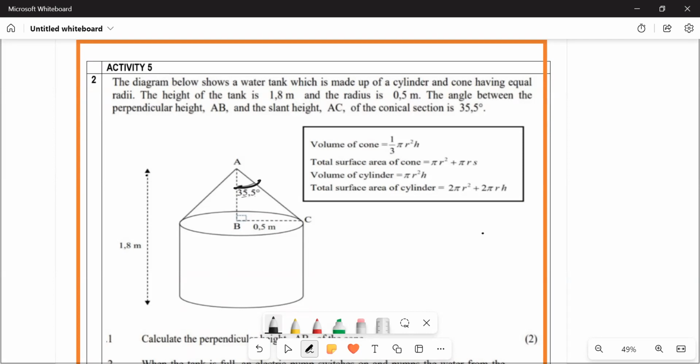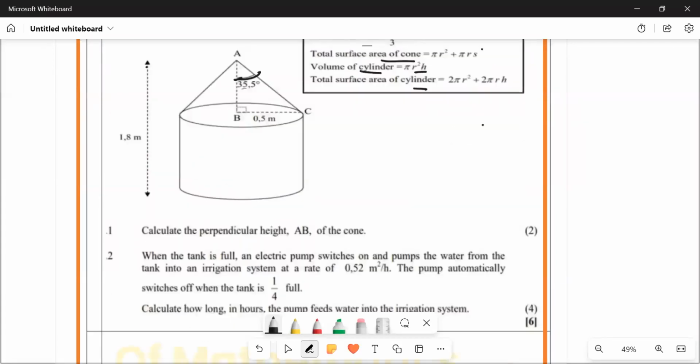So they gave us the formulas here. You have the formula for the volume of a cone, the formula for the volume of a cylinder, the total surface area of a cone, and the total surface area of a cylinder. So all these things are given. The first question says, calculate the perpendicular height of the cone.